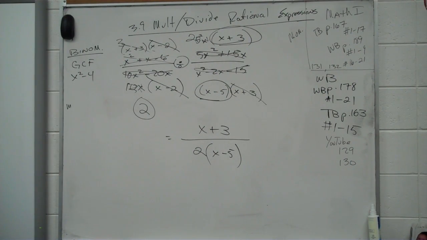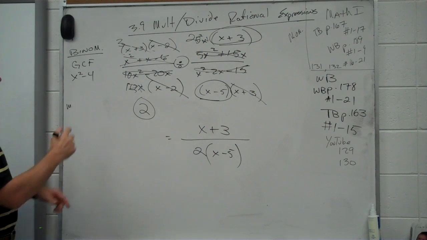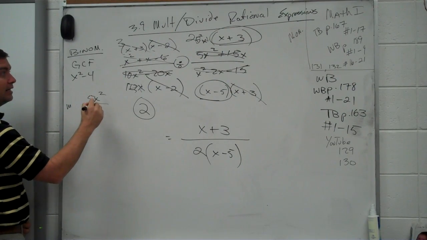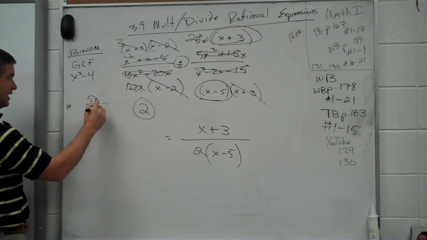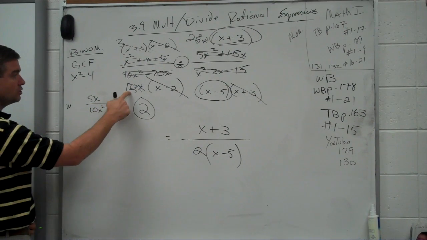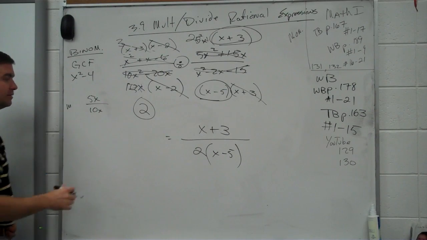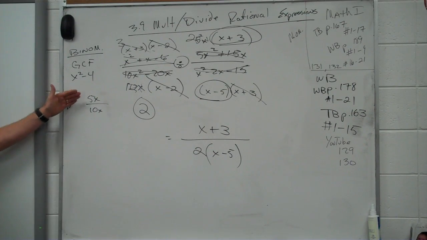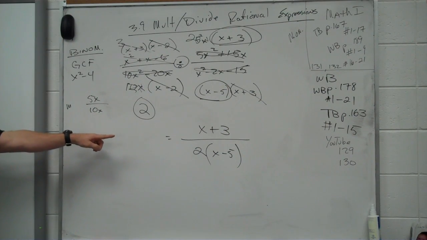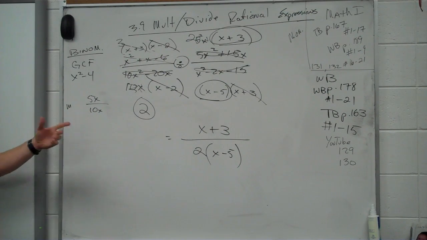Bella? How do you know where the 2 goes? Because I can't figure out if it goes on the top. If you have trouble with that, just break it out. It was just 5x and 10x. Just break them out. What would 5x over 10x reduce to? 2 on the bottom, right? 5 over 10 is 1/2. That's 2 on the bottom. Break it out if you have trouble with that.